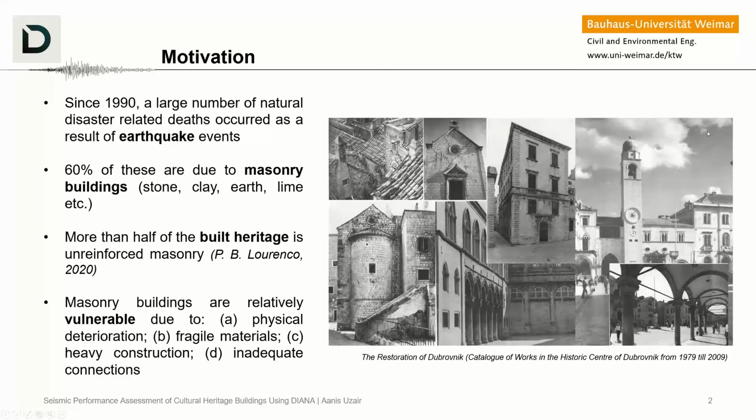So since around 1990, a significant portion of global natural disaster fatalities have resulted from earthquakes. Now, approximately 60% of these casualties are attributed to the failure of masonry buildings. And this is particularly important because if you look at Europe, then half or most of the European cultural heritage buildings are unreinforced masonry buildings made from stone or from clay bricks, but laid in very weak lime mortar most of the cases.